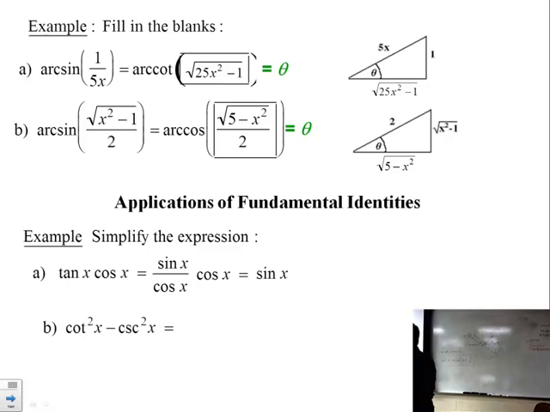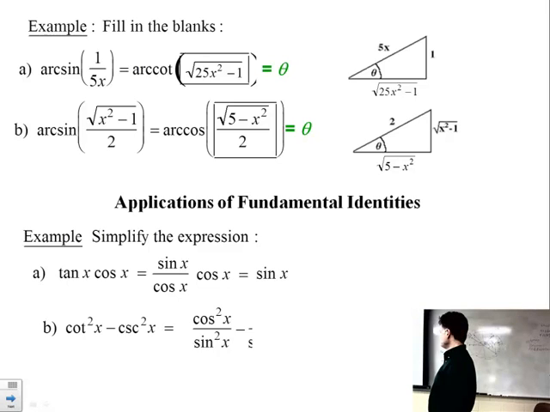Cotangent squared x minus cosecant squared x. Well, if you remember one of those alternate Pythagorean identities involving cosecant and cotangent, you can use that directly. But if you don't, and I usually don't bother to remember that, the trick here is just to convert everything to sines and cosines. And then the only Pythagorean identity you need is sine squared plus cosine squared equals 1, which somehow I can remember.